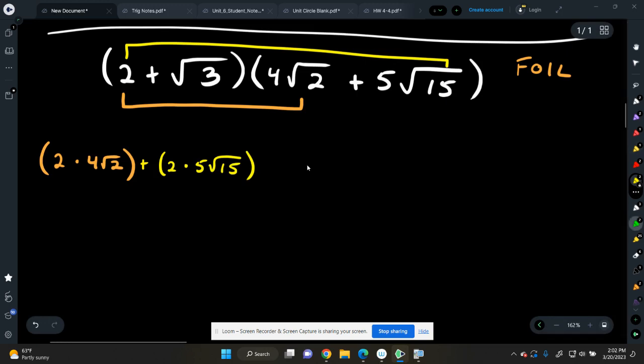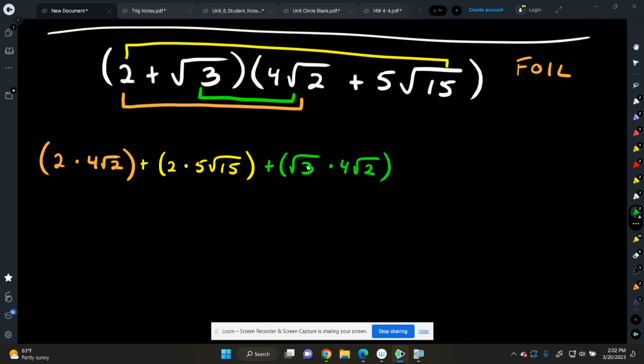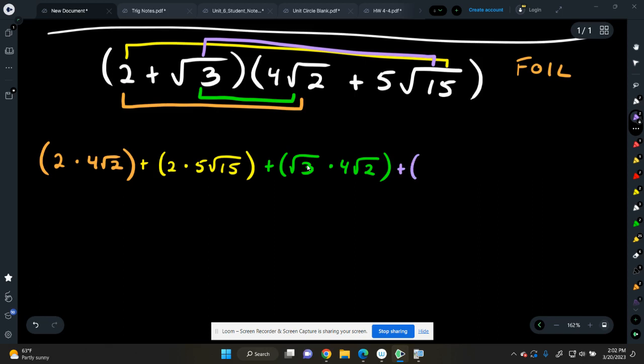So now we're going to work with the 3. So plus, we're going to do the square root of 3 times 4 root 2. So we did the 2, we went to everything in the other parenthesis. Now we're going to do the square root of 3 times everything in the other parenthesis. So plus the square root of 3 times 5 root 15. Okay, so I distributed everything. I haven't simplified anything. I've just distributed. So now let's work on simplifying.